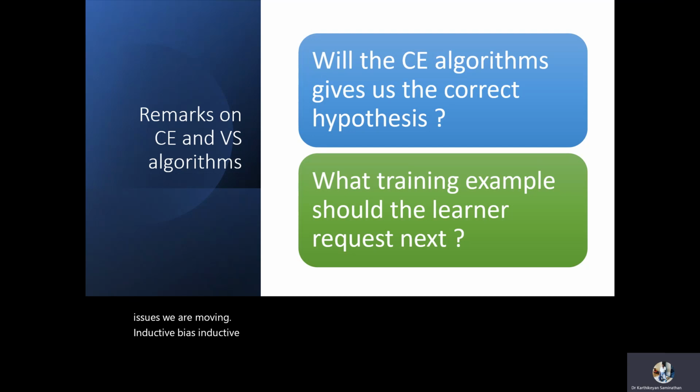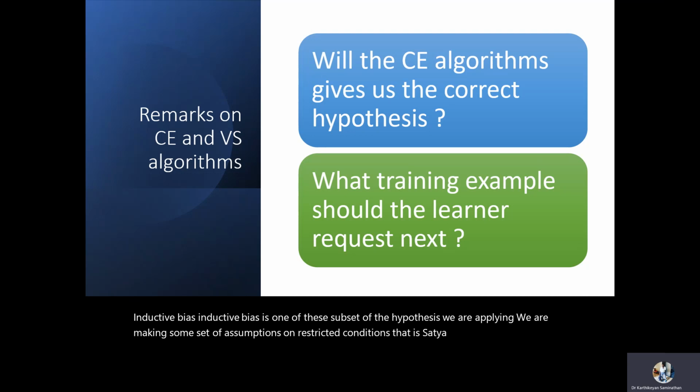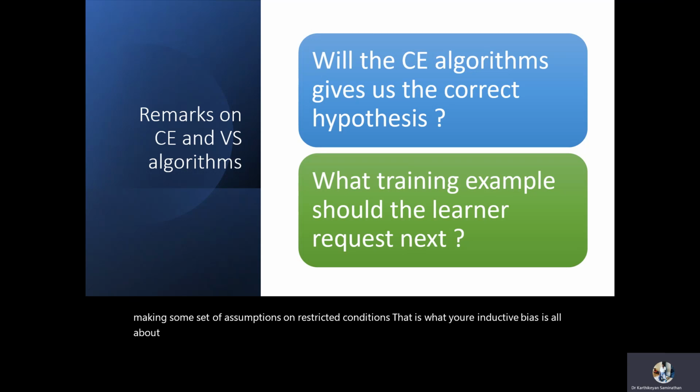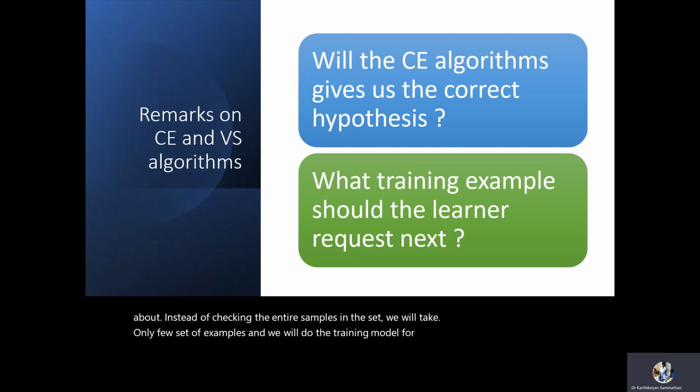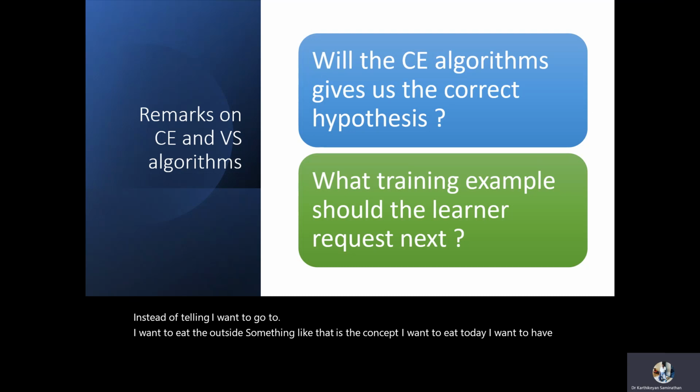Inductive bias works on a subset of the hypotheses. We are making some set of assumptions under restricted conditions. That is what inductive bias is all about. Instead of checking the entire set of samples, we will take only a few examples and do the training of the model. For example, I want to eat outside, I want to have dinner outside. That is the concept, but that is a generalized hypothesis.